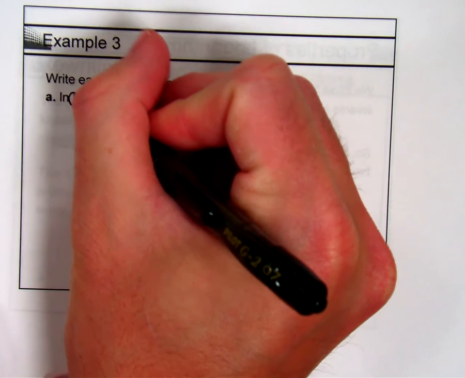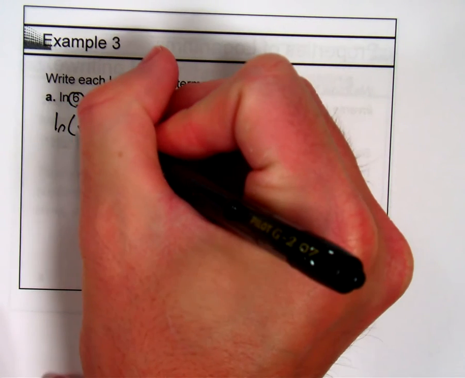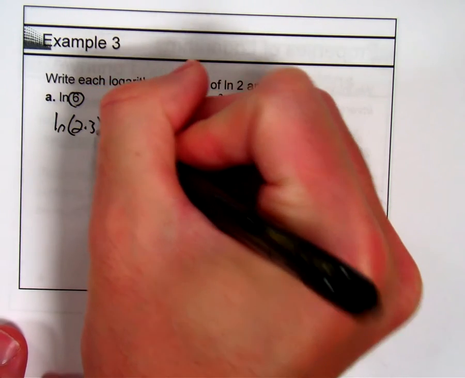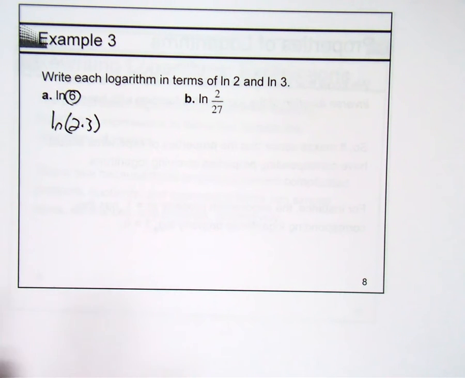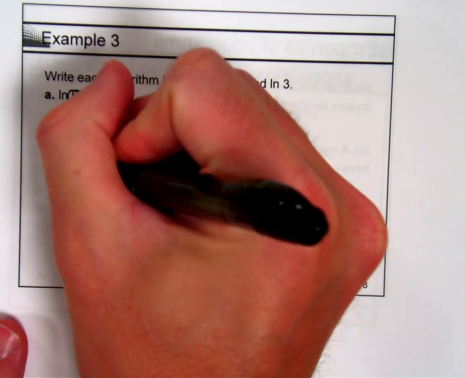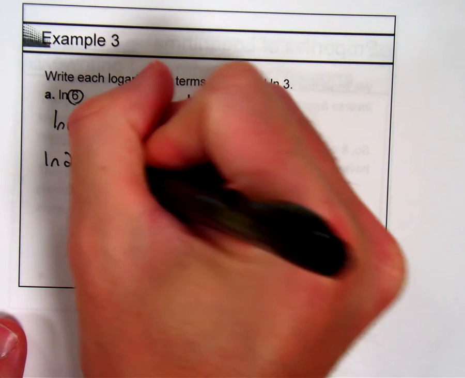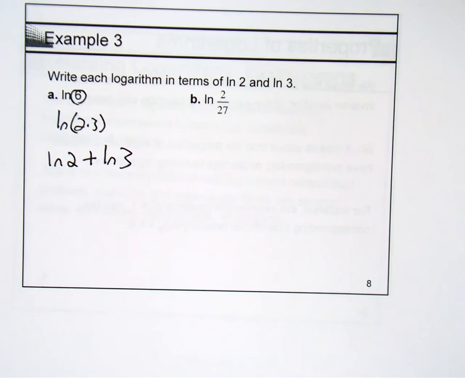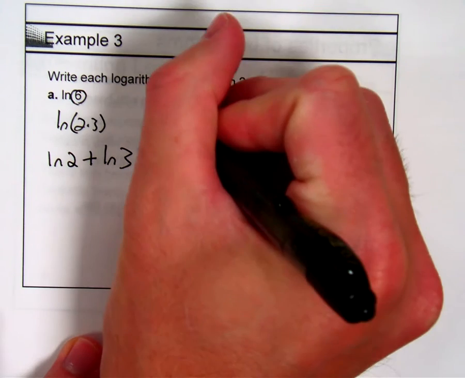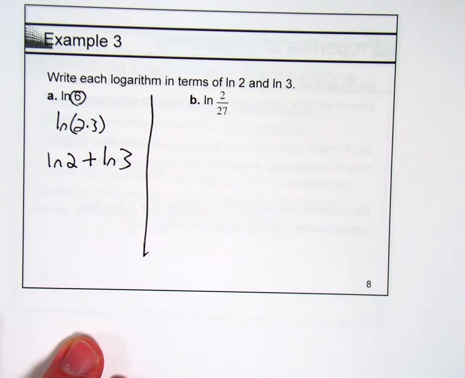Alright, so the first one, piece of cake, 6 could be rewritten as 2 times 3. And then I can separate those out with the product property, natural log of 2 plus natural log of 3. And that's as far as I want us to go, not actually type those in. If you're going to type it in, you could have just typed in natural log of 6.